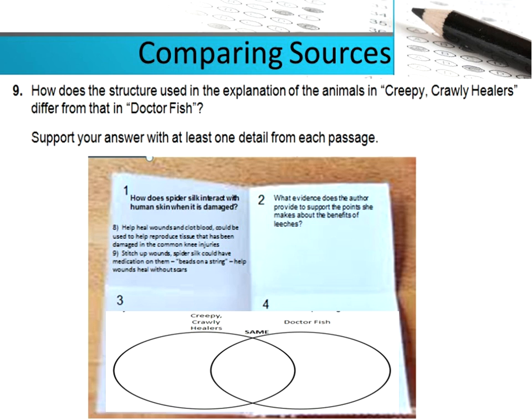I'm a visual learner, and because of that, I like to show myself a Venn diagram. Using something as simple as having your student draw 2 circles on the whole bottom part of their square, they could put Creepy Crawly Healers over here and the title of Dr. Fish over here, and what's the same about both sources here. I think that this would be an excellent way to compare and to compile my information and my notes as I read back through those 2 sources.